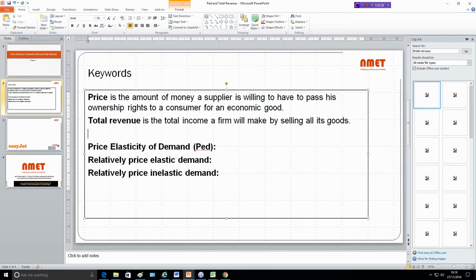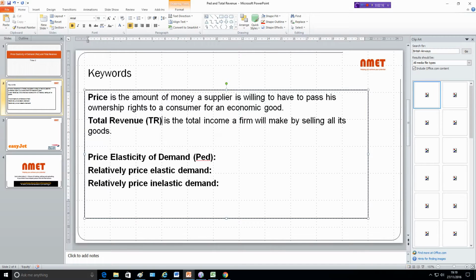To calculate total revenue, or TR, TR equals average selling price, ASP, times quantity sold. Average selling price is the per unit price. You calculate the total revenue and divide it by the number of units you've sold, so you get the average selling price.